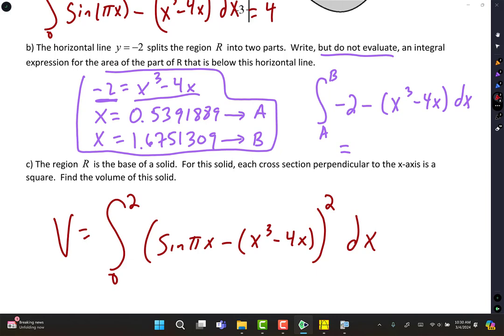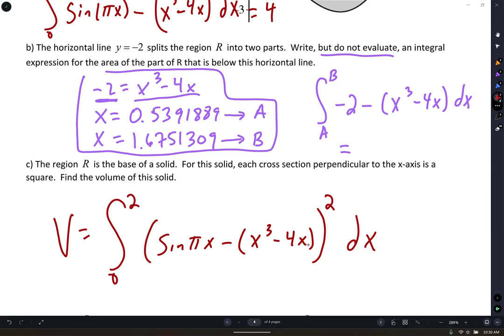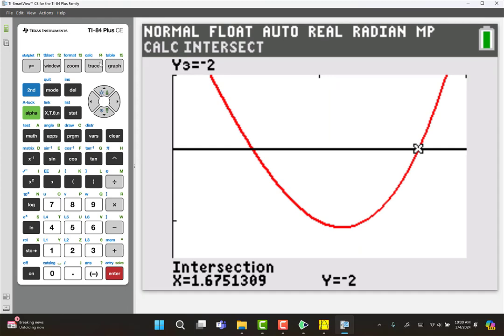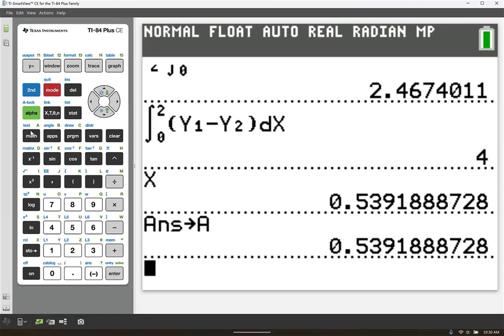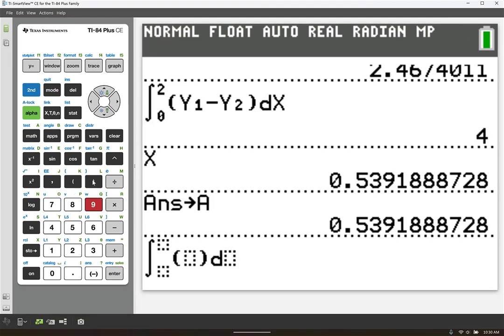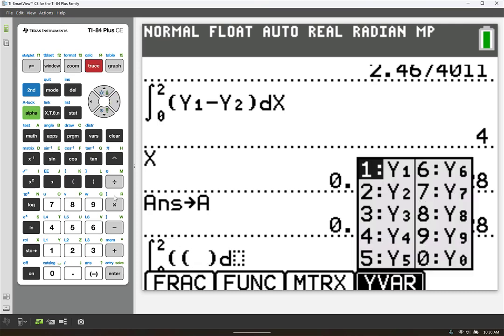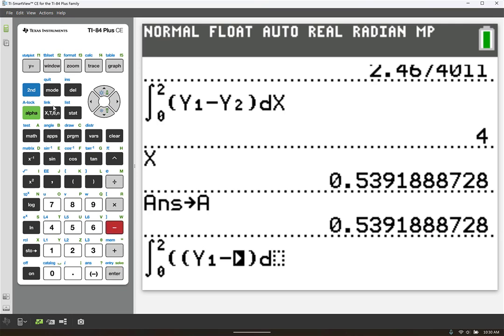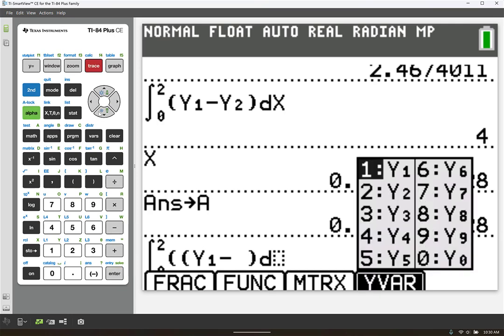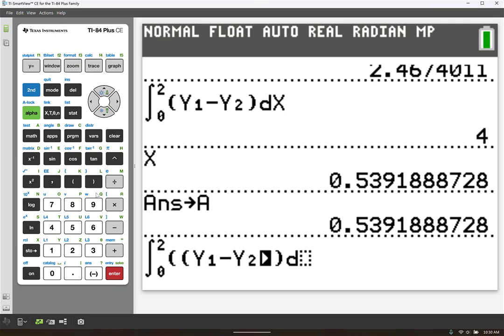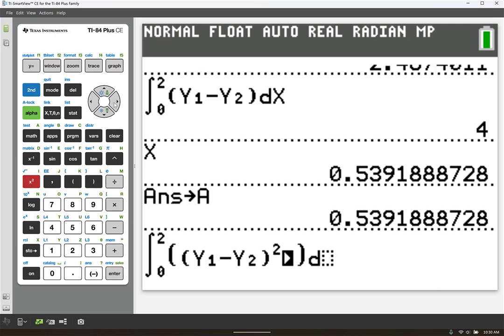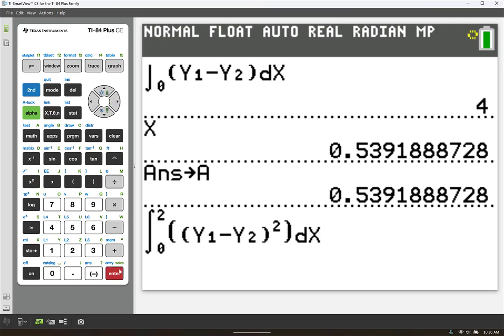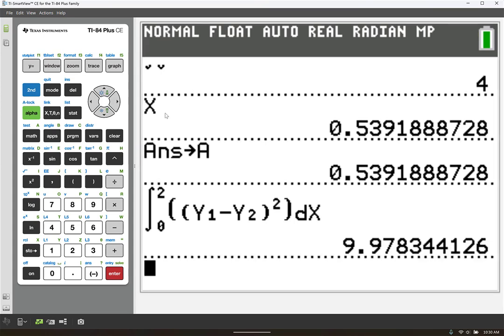All right, so here we go. I already have this in Y1. I already have this in Y2. So no one should make a mistake here. Be careful. Second quit. I'm going to go math 9. Oh, I don't need to turn it on. 0 to 2 because I'm going to call it directly. 0 to 2. I'm going to open a parenthesis. Alpha trace Y1 minus alpha trace Y2. Close it. Put a square on it. X. Did you guys get 9.9783?